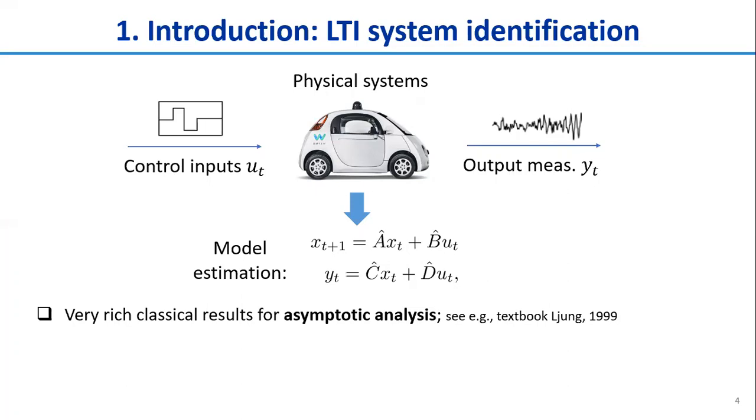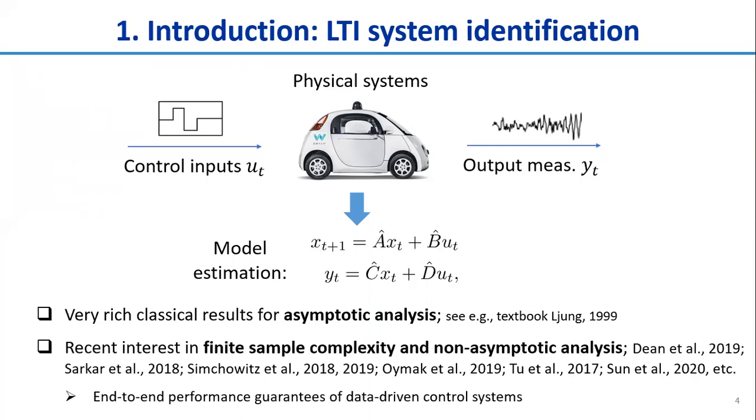And indeed, there are very rich classical results for asymptotic analysis, where we can guarantee the estimation is going to be very accurate if we have a sufficiently large, even infinite, amount of data. In the past few years, people have become very interested in finite sample complexity and non-asymptotic analysis, where we want to establish an error bound when the number of input-output samples is finite. One big motivation for this is to establish end-to-end performance guarantees of data-driven control systems.